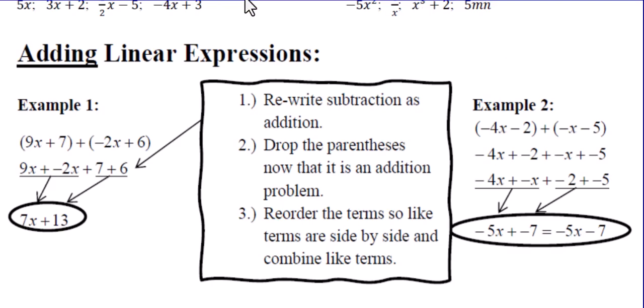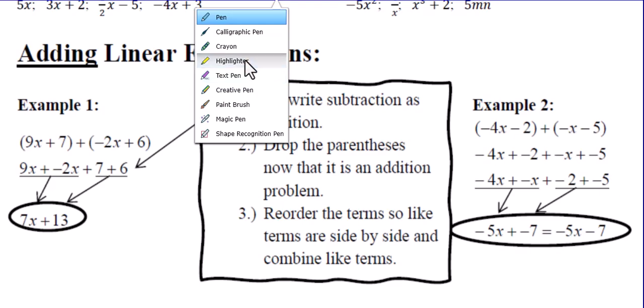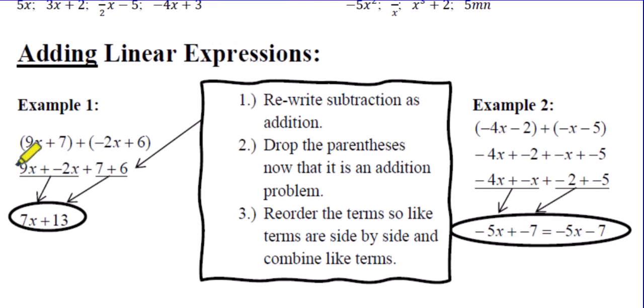So you're going to notice that I want to highlight this here, so give me a chance to grab my highlighter. I want to put my 9x and my negative 2x together and my constant 7 and 6 together. And I'm allowed to add 9x plus negative 2x to get our 7x. And of course, 7 plus 6 is going to get us 13. So our final answer here is just 7x plus 13.